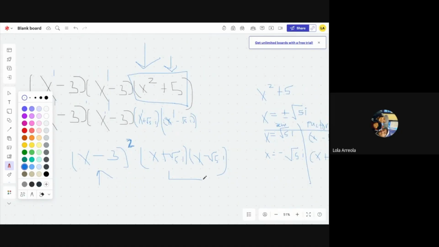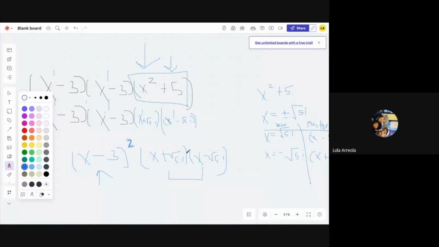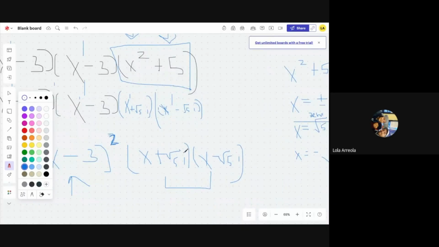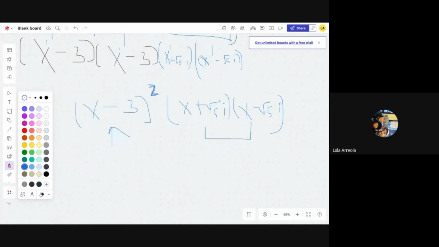Why are these not on my graph? Why do I not see these zeros on the x-intercepts? Well, again, because they are imaginary. So whenever we have i, these are still zeros, but they're not real zeros. So that's why we don't see them on the graph.